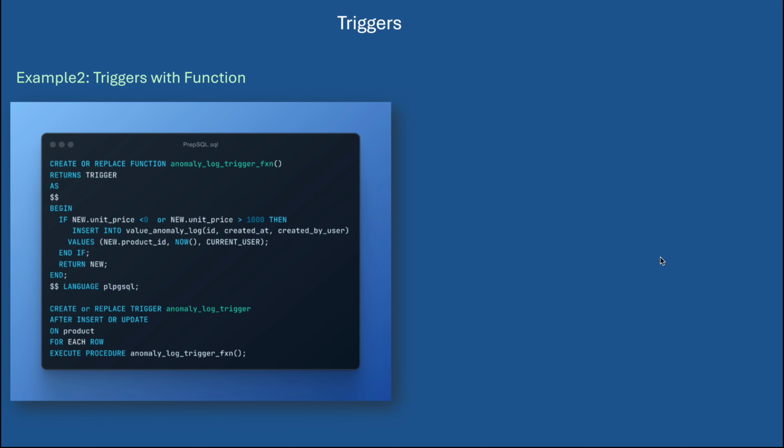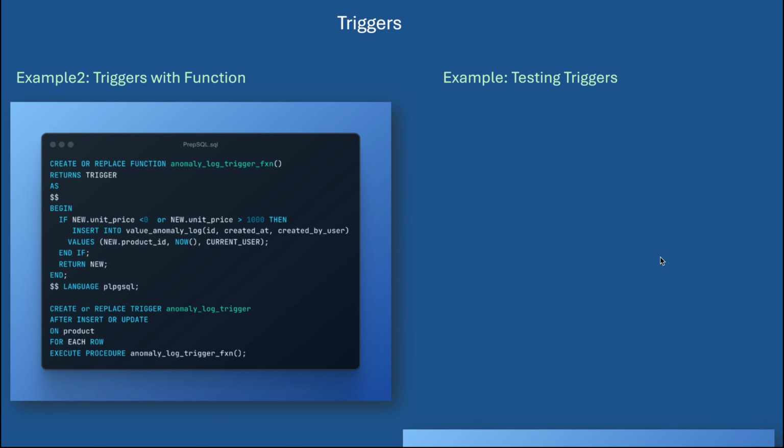Then once the function is created, we use the create or replace trigger keywords to create a trigger, in this case anomaly log trigger. After an insert or update operation, we want to fire this trigger on the product table. For each row, execute the procedure anomaly log trigger function.